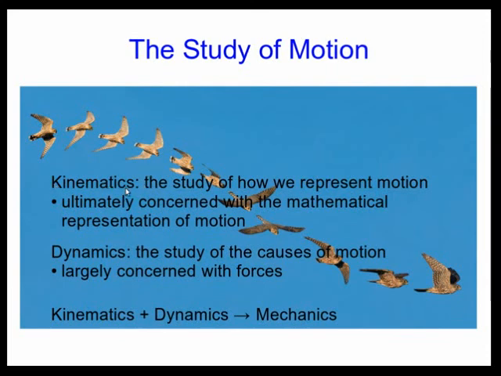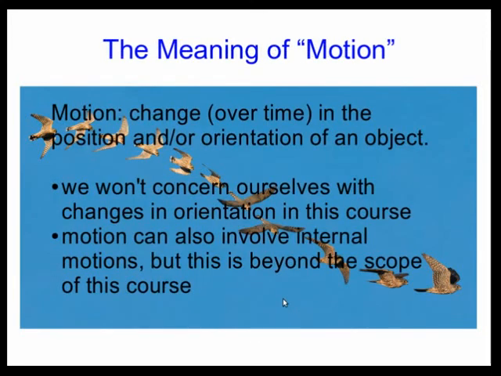And in textbooks, that's usually described as the study of how to represent motion. I'll add to that textbook definition and say that it's really concerned with how we mathematically represent motion. Notice that it's all about representing or describing motion. It's not concerned at all with the how or the why of motion. That's dynamics. And after we've done some kinematics, we'll move on to dynamics, which is mostly about forces. The combination of kinematics and dynamics makes up the subdiscipline of physics that we call mechanics.